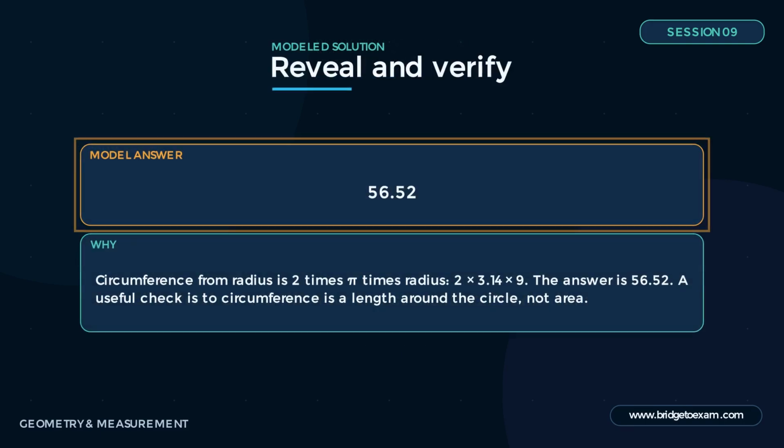The model answer is 56.52. Circumference from radius is 2 times pi times radius, 2 times 3.14 times 9. The answer is 56.52. A useful check is that circumference is a length around the circle, not area. Use this coaching check as well. Use the 3 diameters estimate. If your answer is nowhere near 3D, check whether you confused radius, diameter, or area.